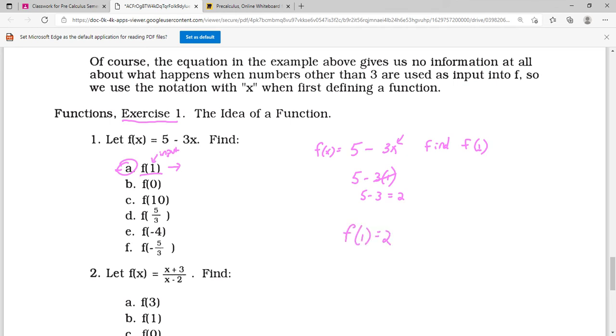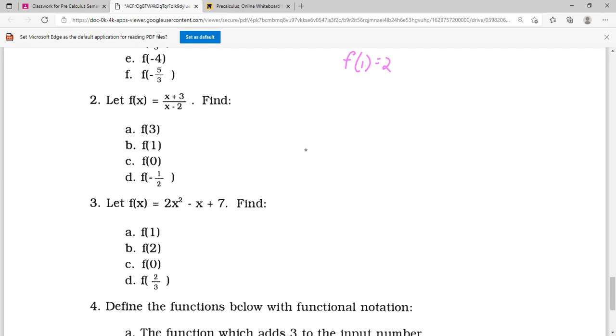Easy peasy. All right, this next part, let f of x be, this one has a fraction here. So we're going to do the same thing. We're just going to put our 3 in wherever we see x. Okay, so if we've got x plus 3 over x minus 2, we've got f of 3. So that means I'm going to do 3 plus 3 over 3 minus 2. 3 plus 3 is 6. 3 minus 2 is 1. That's going to equal 6. So f of 3 equals 6.